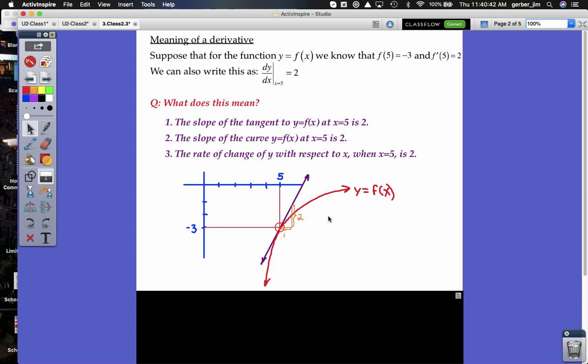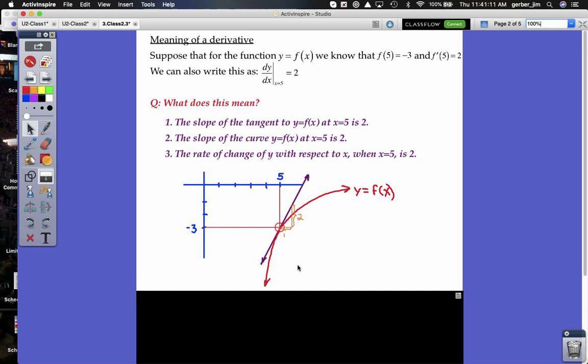We really have no idea what this curve looks like, except that it goes through the point (5, -3), and that at the point (5, -3), it has a tangent with a slope of positive 2. So the curve must be increasing since the tangent line has a slope of 2, and so maybe the curve looks like this red thing, but it could also be concave up. It could be doing a lot of different things. We don't know. All we know is right in here, it must look like this.